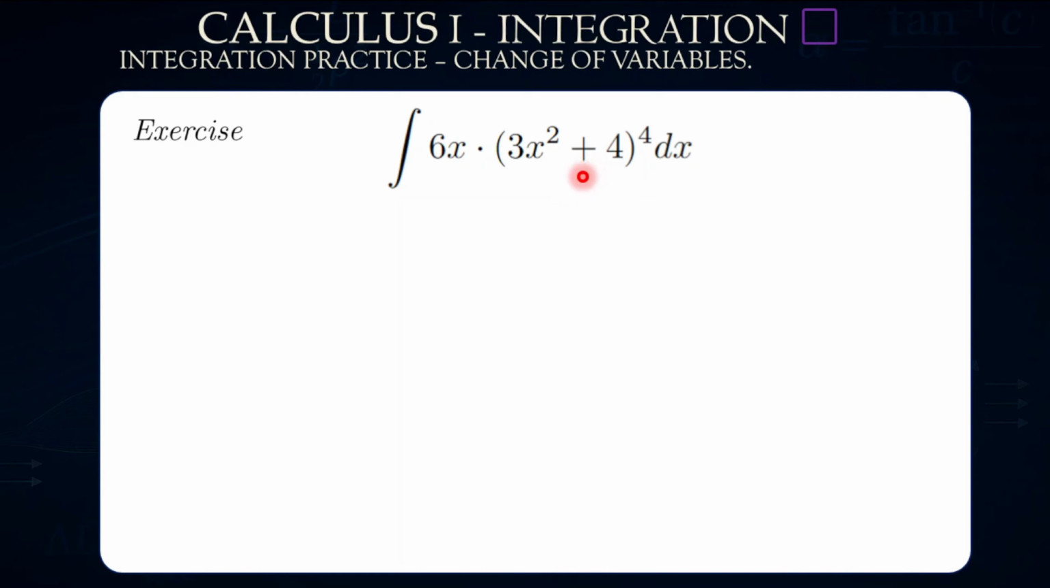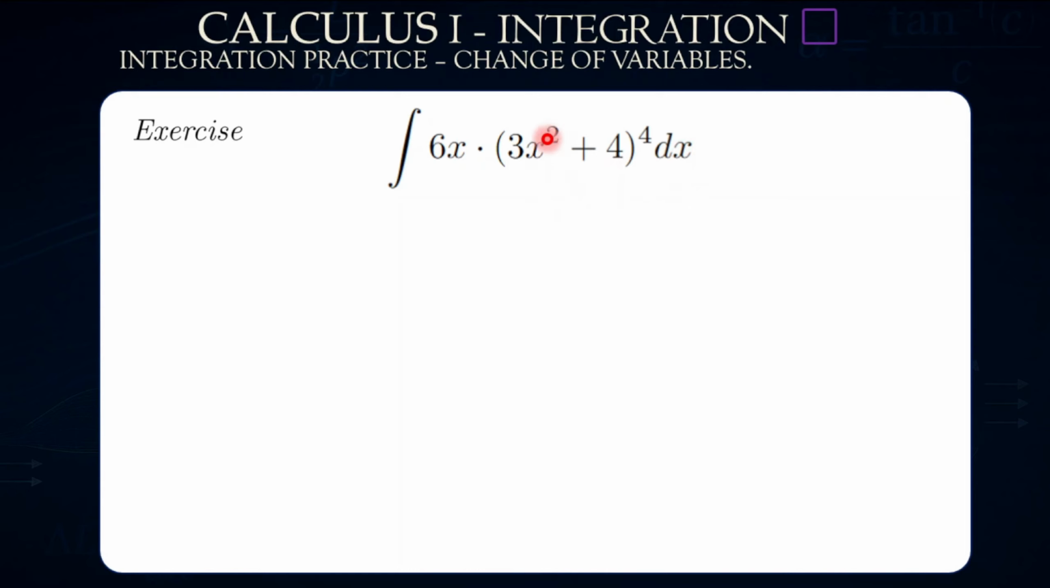So if you let u be 3x² + 4, meaning u equals 3x² + 4, du is 6x, correct? 4 is a constant, so it would become 0. And if you notice, du would be 6x dx, which you already have here. So you have 6x and dx. You can pluck them out immediately and swap them for du.